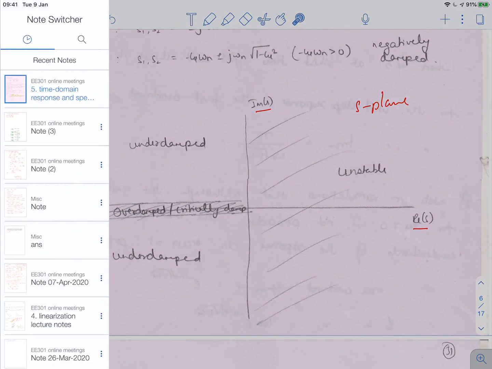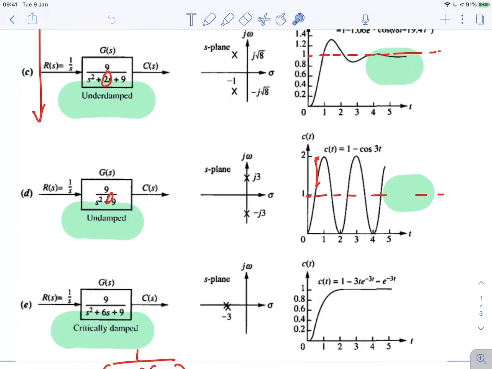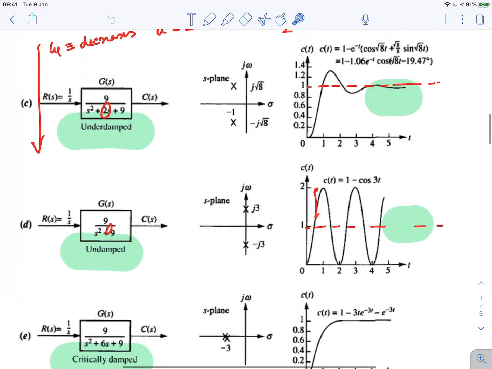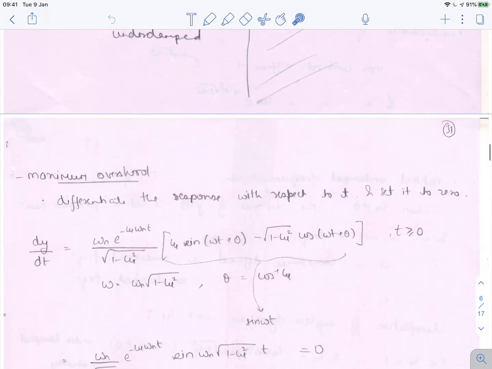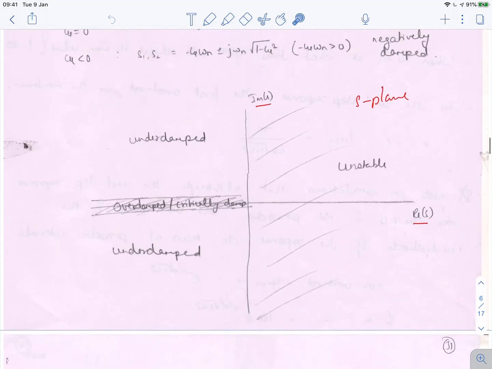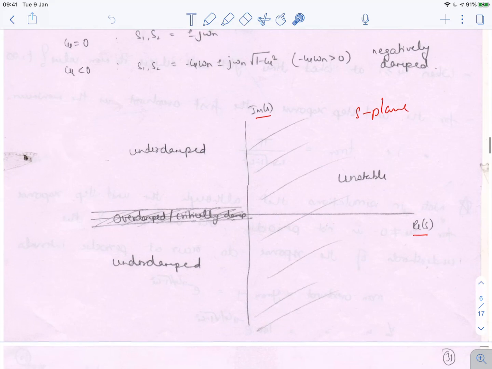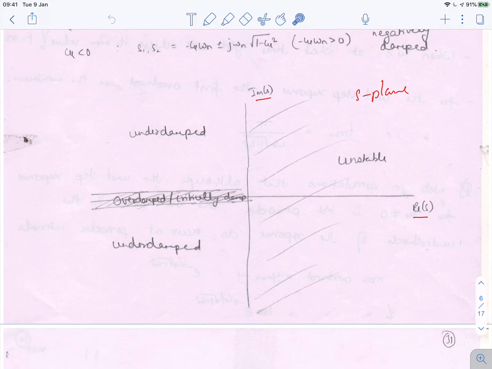Okay, so similarly, in one of the examples we had seen here, this critically damped response. I think we can take these performance specifications into our next discussion about the maximum overshoot, or the performance specifications related to the second order system.